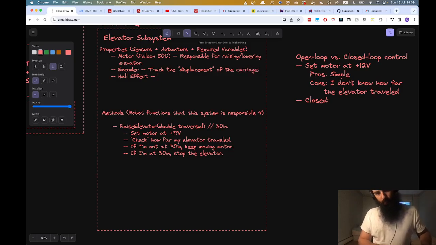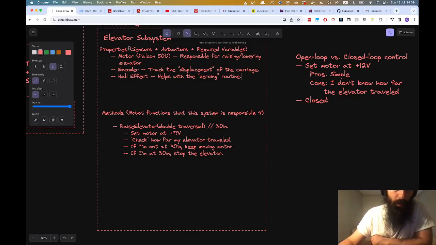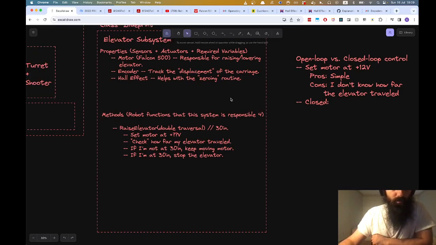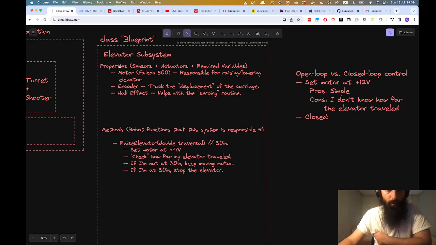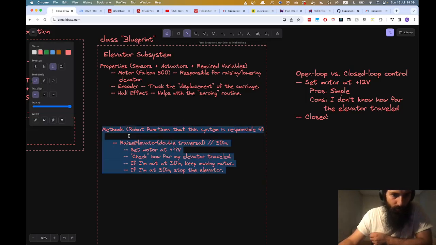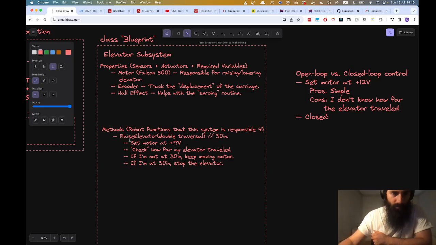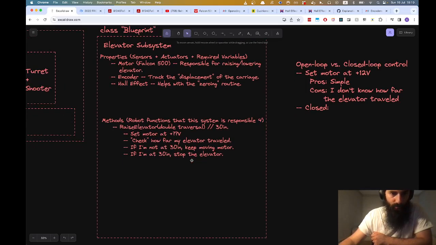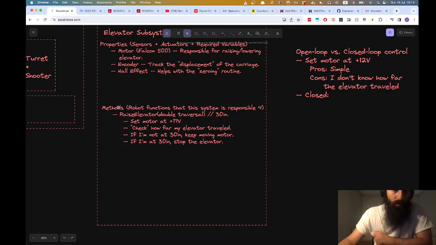Then the Hall effect, which helps with the zeroing routine. Okay. And so these are two hidden properties, so sensors, that the elevator is going to need to function. Okay. So now what we can do is start to compose these methods.